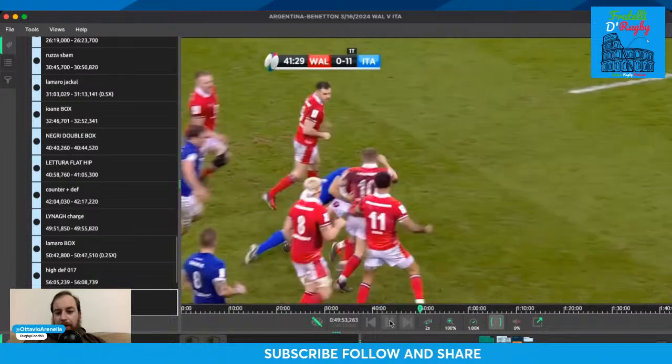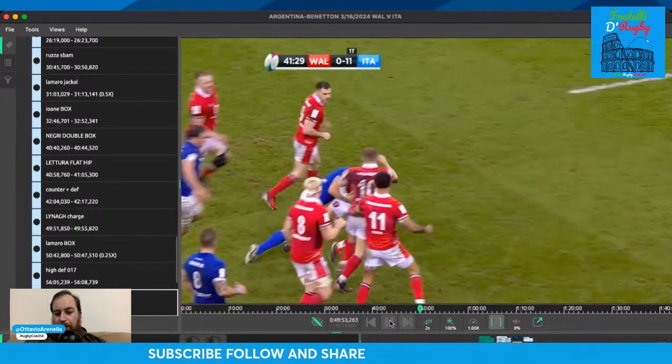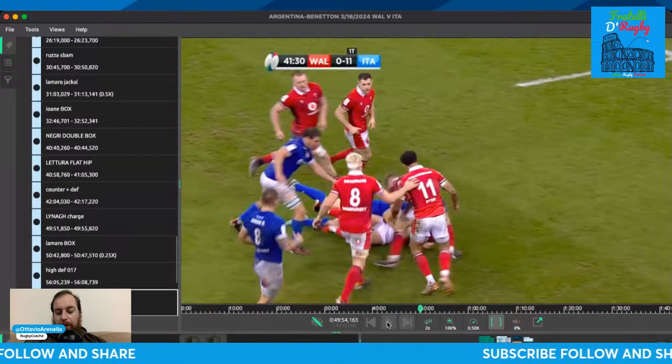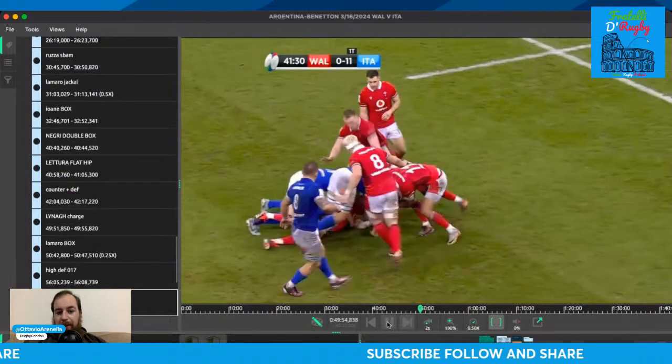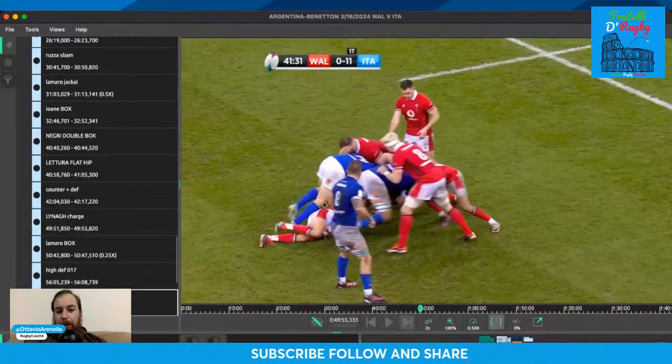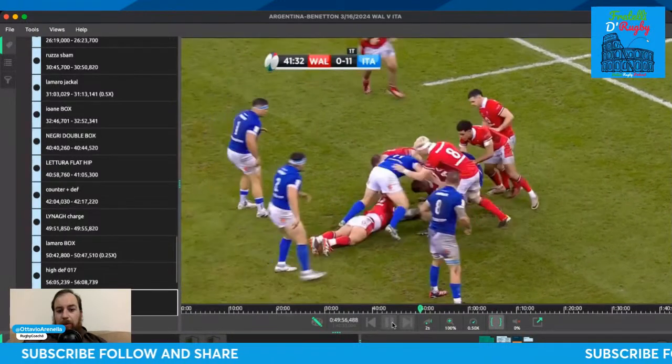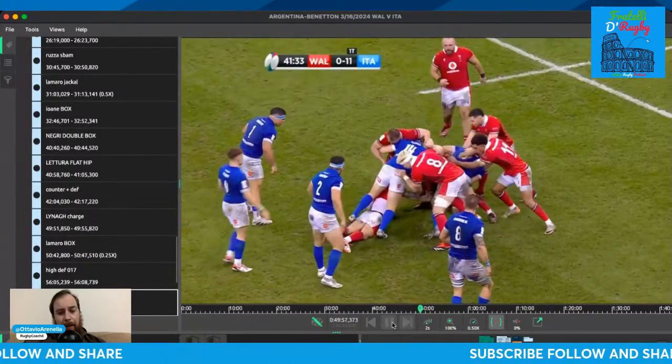Nice box kick. They go on top, and look now what's happening. So Lineag is on the floor. You just stand up and keep working. Look at the leg drive here. Trying to slow down, try to gain the ball back.